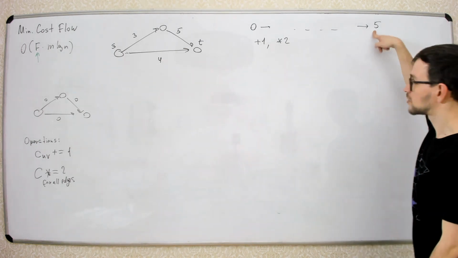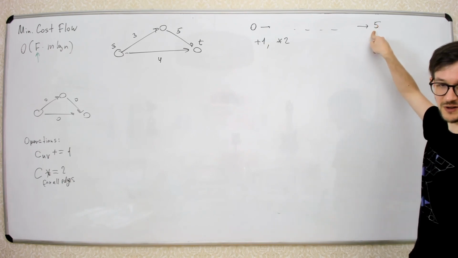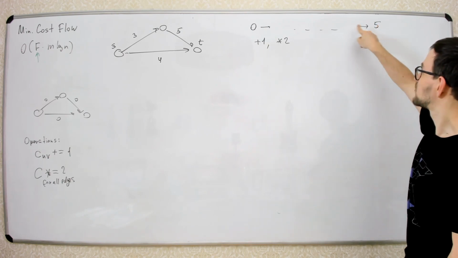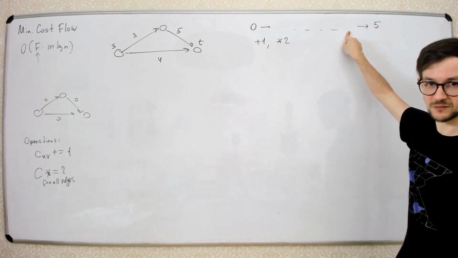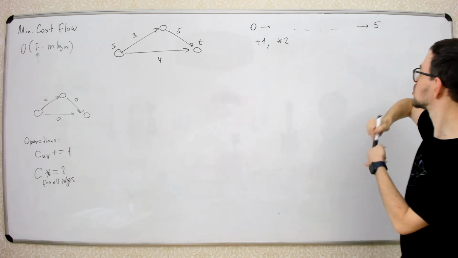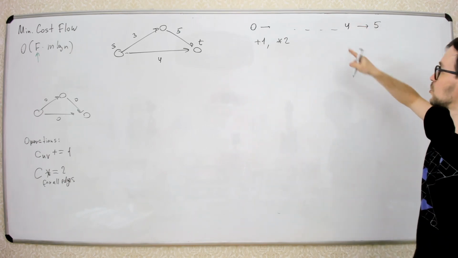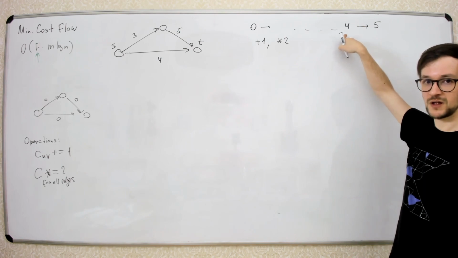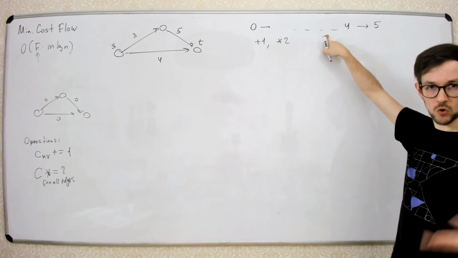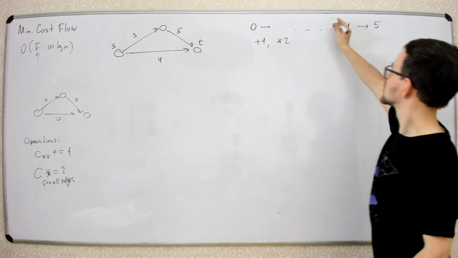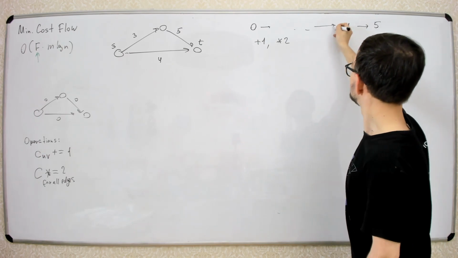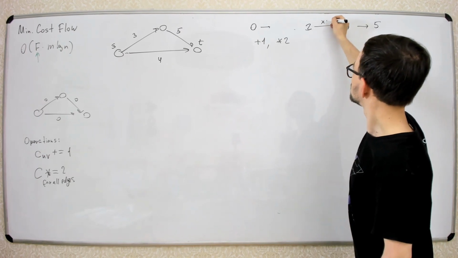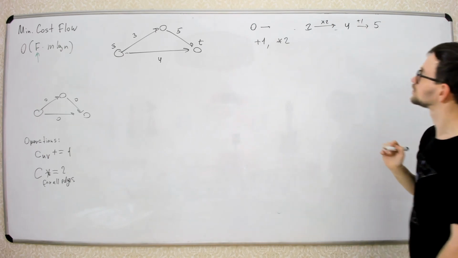Okay, how to get this number 5? To get this number 5, we need to have the previous number equal to 4, right? Because the last operation was +1, so this number was 4. To get this number 4, the previous operation was 3 or 2. So the optimal obviously will be from 2. So we have multiply by 2 here, +1 here.